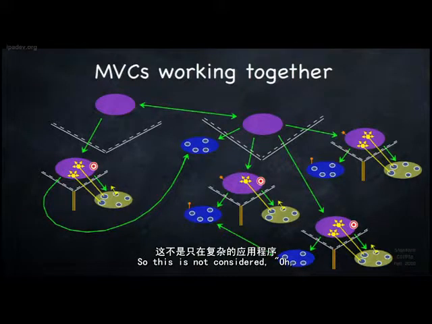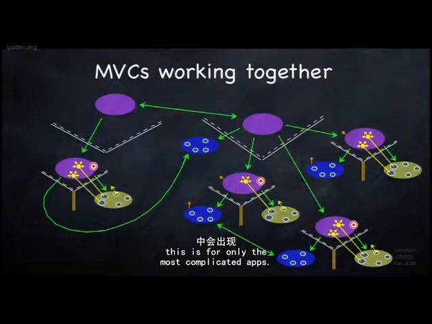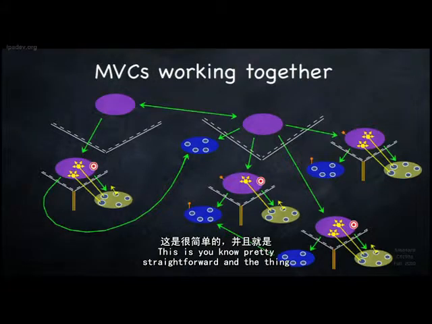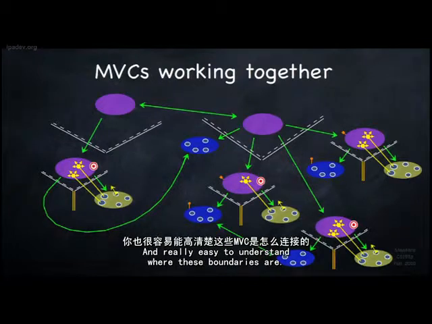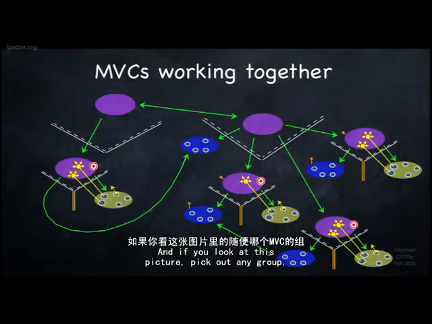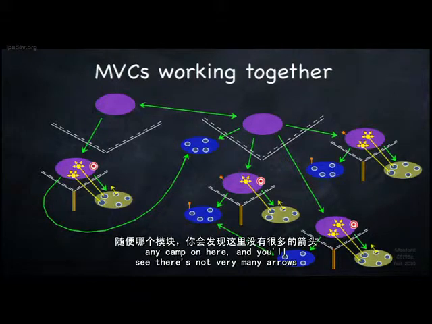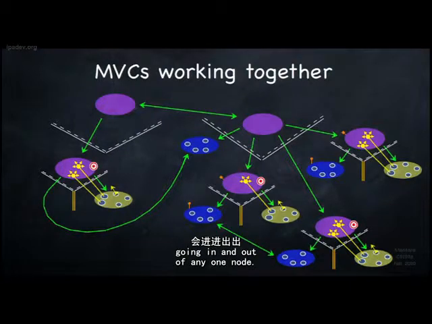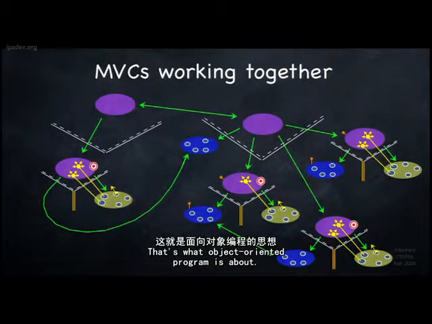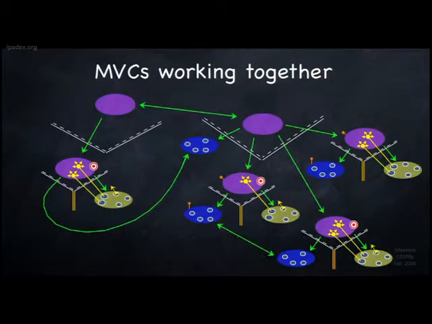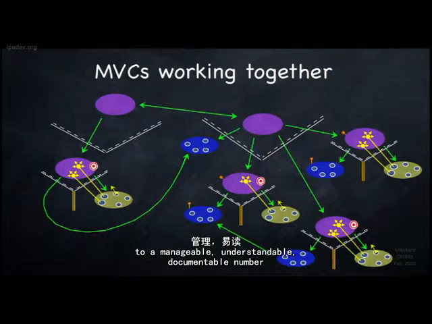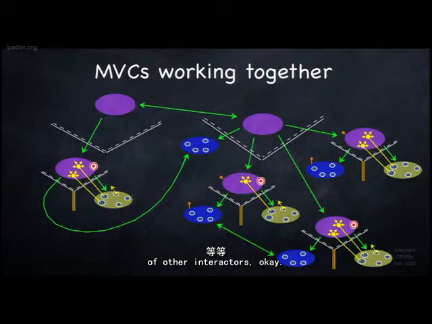So this is not considered, oh, this is only for the most complicated apps. This is pretty straightforward. And the thing about the iOS SDK, it makes it really easy to do this and really easy to understand where these boundaries are. And if you look at this picture, pick out any group, any camp on here, and you'll see there's not very many arrows going in and out of any one node. That's what object-oriented programming is about. Okay? It's about keeping the number of arrows in and out to a manageable, understandable, documentable number of other interactors.